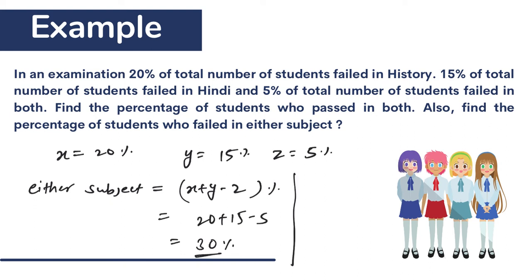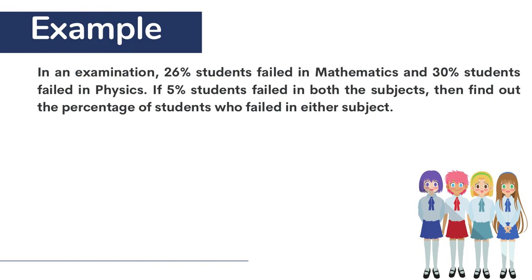The second part of the question says to find the percentage of students who passed in both, right? If the failed in either subject is 30%, the rest passed in both. So 100 minus 30 equals 70%. So this is our answer. Let's take one more example.